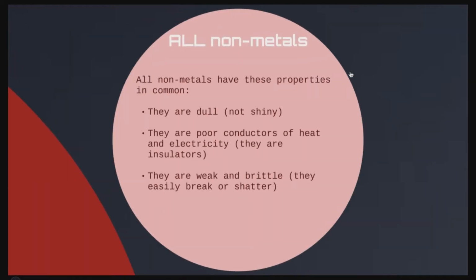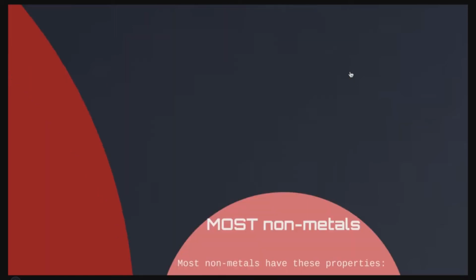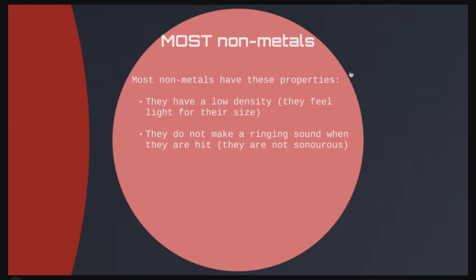Just like metals, all non-metals have some things in common. You can pause the video here and read these 3 things. Whilst they have those 3 things in common, most of them have a very low density. Okay, and that might be a word you want to look up. They do not make a ringing sound when they are hit. So you can tell by hitting most non-metals that they make a dull thud-like noise.